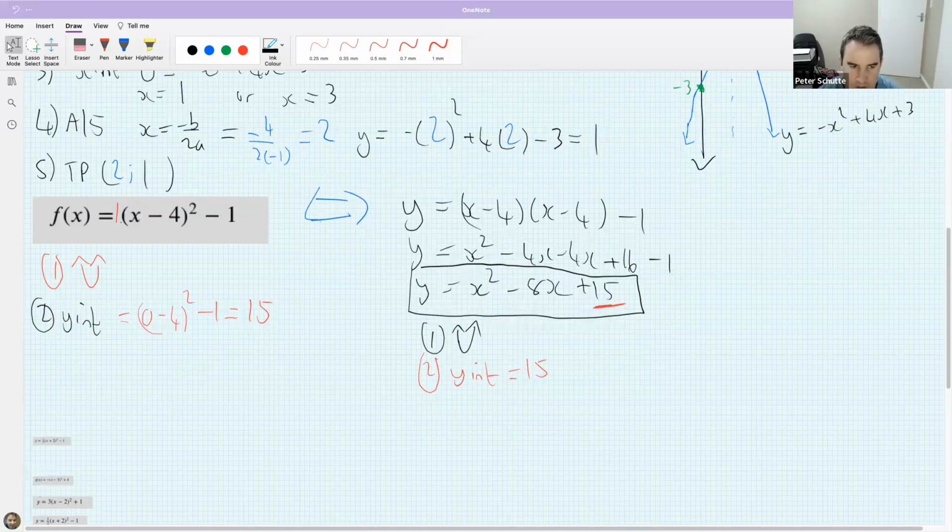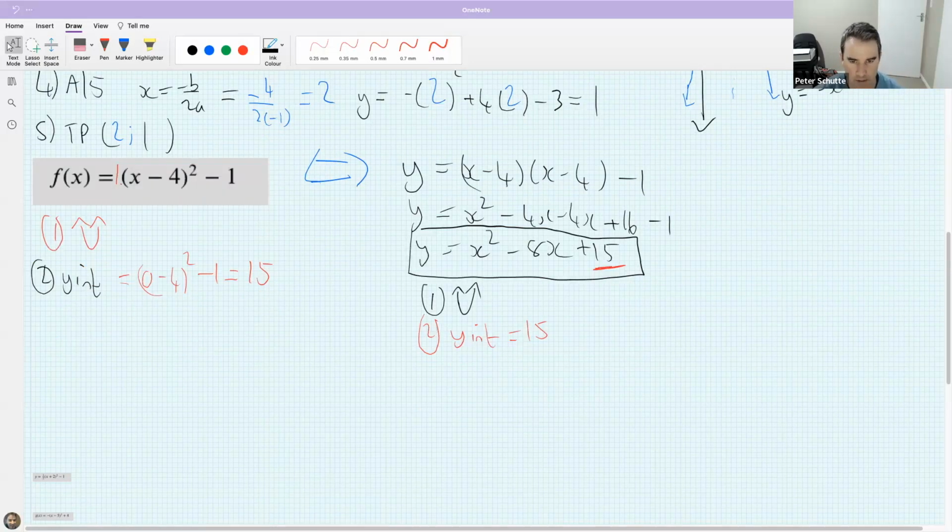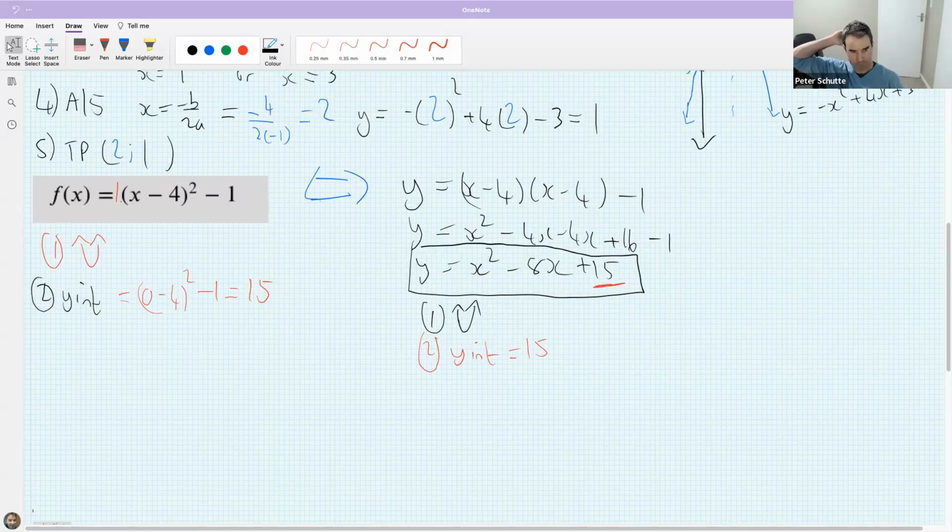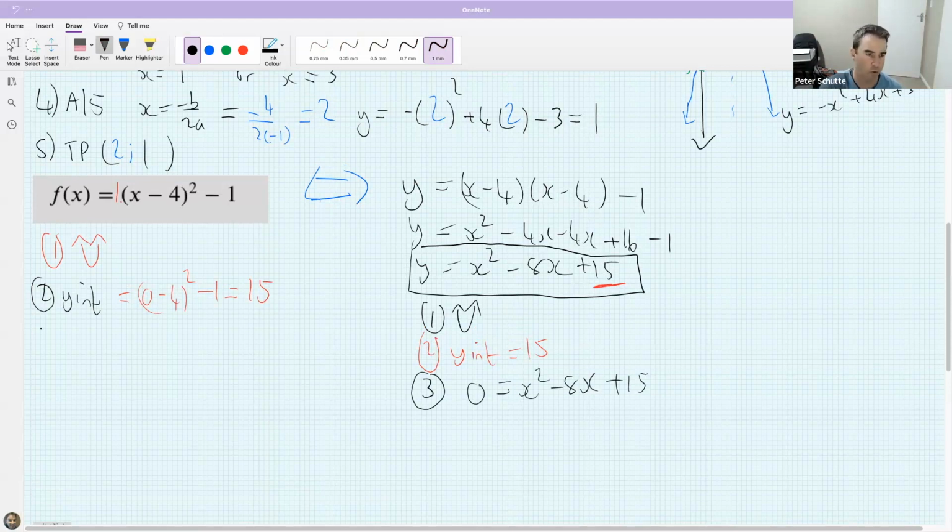Now the next question is, what's the x-intercept for this parabola? And there's two ways you can do it. You can either do it like that, or you could leave it in turning point form and solve that equation.